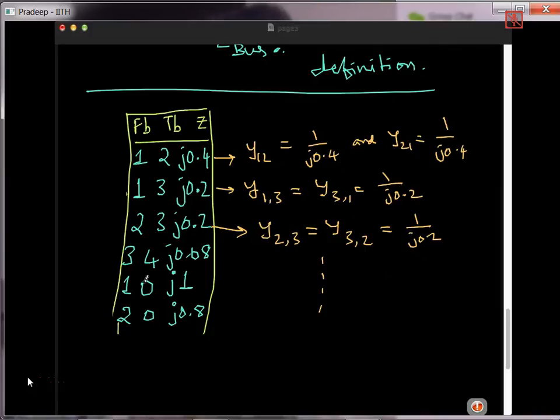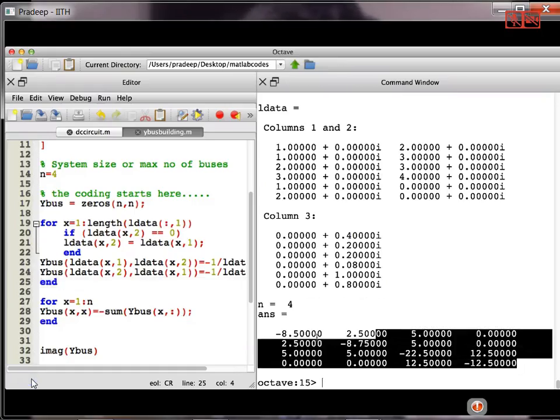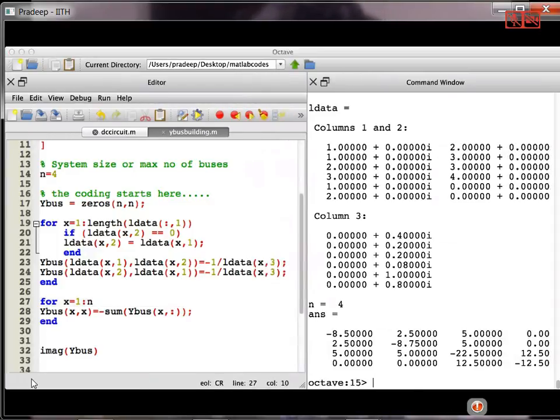Here I get a problem because there is a 0. So how to address this? On the screen, you will find the answer like this. So this is the Y bus that is created. So this is the code. So I'll share this code with you. Let me go back to my data and then I'll add the Y bus.